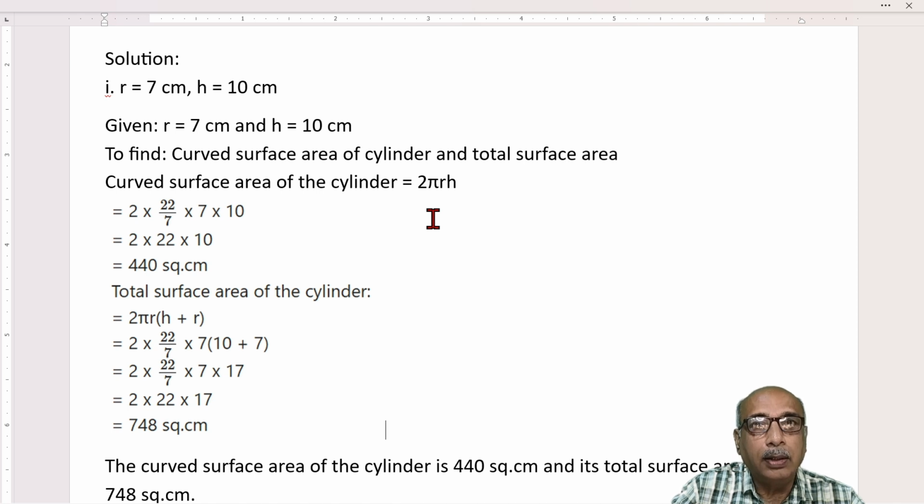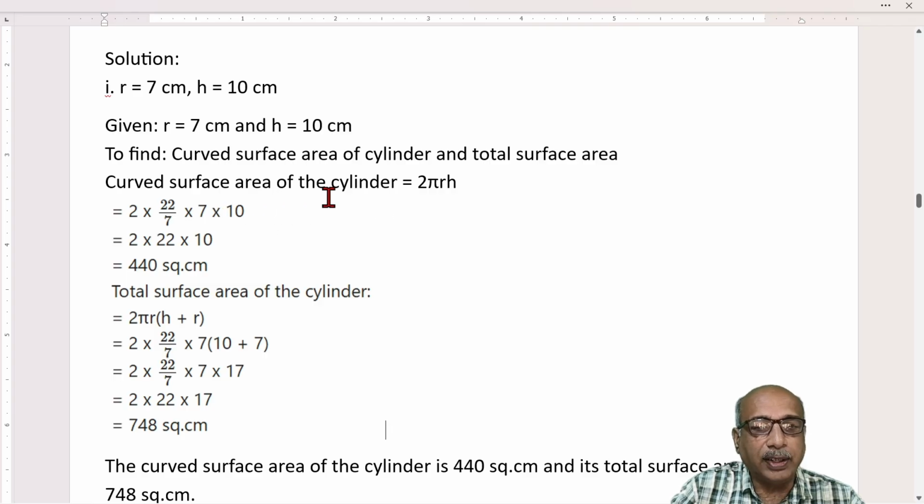But in any problem, if the value of pi is given as 3.14 or 22 by 7, you have to take that particular value only. Otherwise, any value you take and do the calculations, it will be accepted as correct.